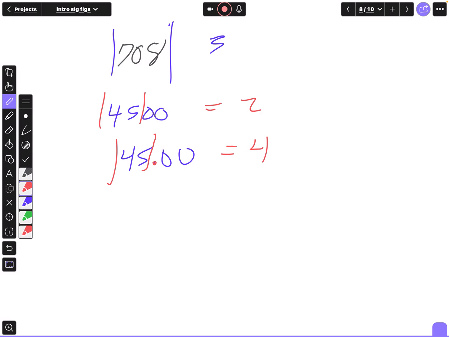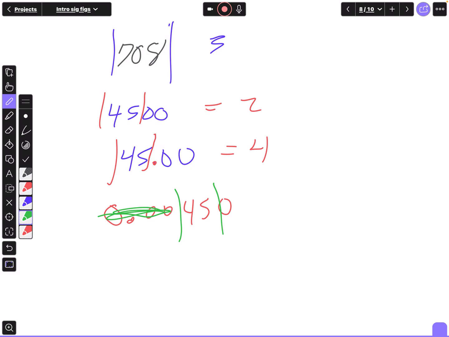Now, if I took that same kind of number and did this, if I'm looking at this number, 0.00450, do the same thing. Put a line in front of the first non-zero number, which would be 4. Put a line after the last non-zero number, which would be 5. And then I look. Now I know according to my rules, leading zeros are never significant. So these 3 are not going to be significant even though there's a decimal.